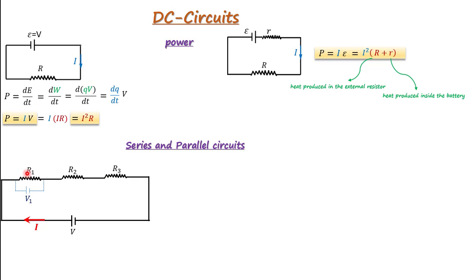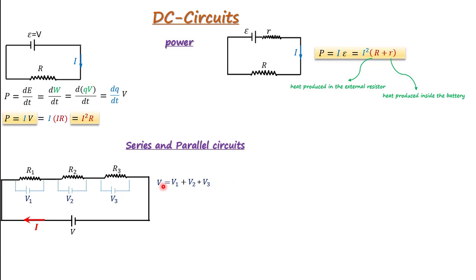Now, we're going to have a different potential across each resistor. So let's call this potential difference V1, this one V2, and this one V3. Since I is constant and we want to calculate equivalent resistance, we can express V as the sum of these three potentials. So capital V is V1 plus V2 plus V3.